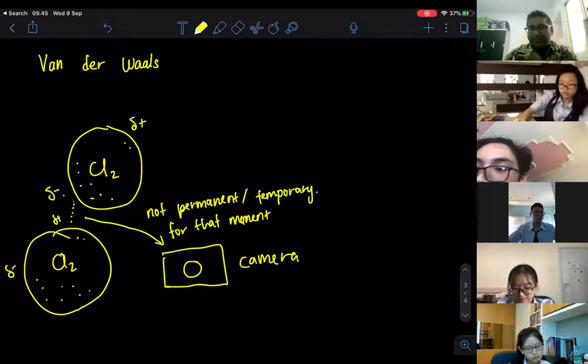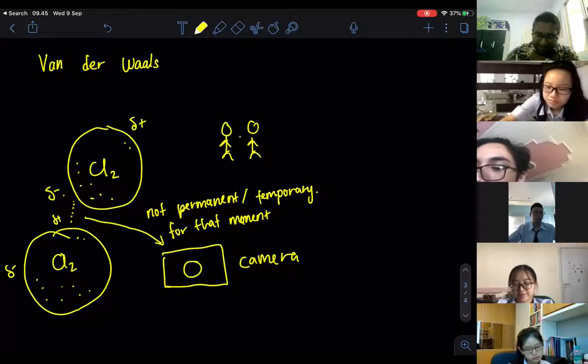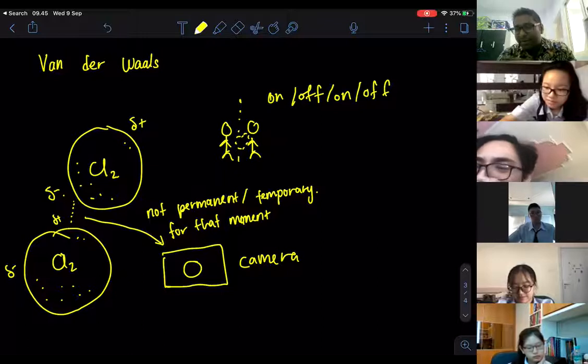If it is temporary, of course the bond is not strong. It's like a boy and girl in a relationship, but that relationship is going on and off, then on again, then off again. So of course that bond is not strong. It's a temporary relationship, on and off, and the bond is not strong. The same thing applies to van der Waals forces of attraction.